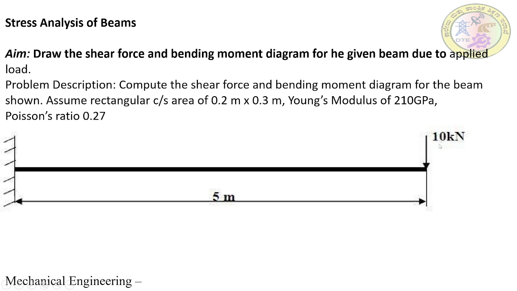So 10 kilonewton is acting at the free end. The length of the beam is 5 meter, which is fixed at one end. Let's move to the theoretical calculation.